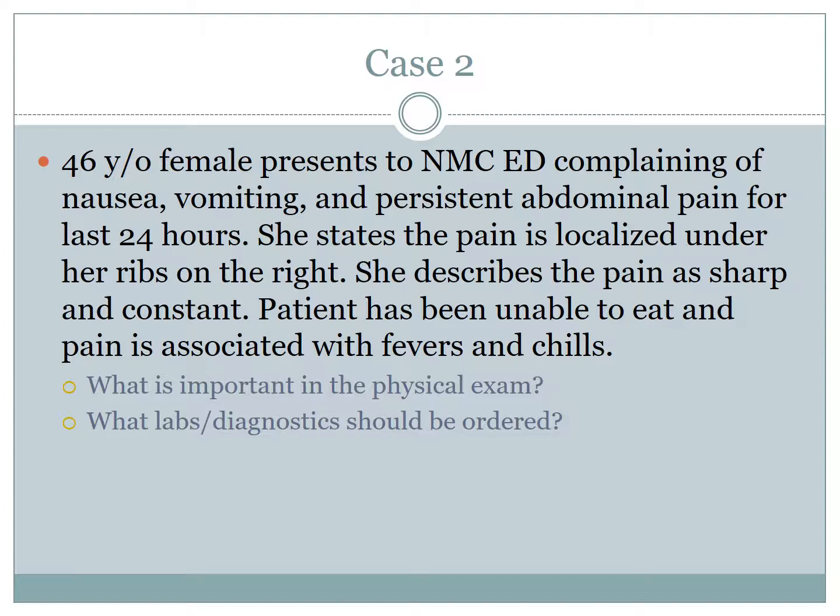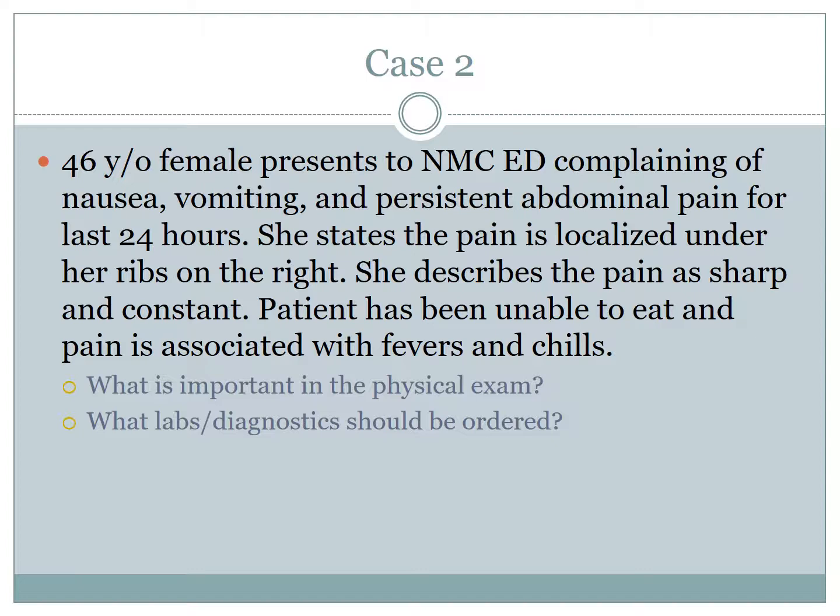So in my mind, my 46-year-old female, she's got pain in the right upper quadrant associated with fevers and chills. I would definitely want to assess her for any type of jaundice. I'd feel on her abdomen. I would do a Murphy sign, which I would like for you guys to be able to describe, the physical exam of performing that. In our discussion topics, we'll go over that. And then kind of the labs and diagnostics that we talked about earlier.